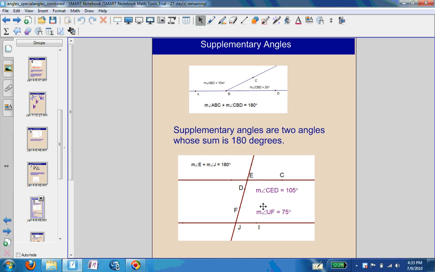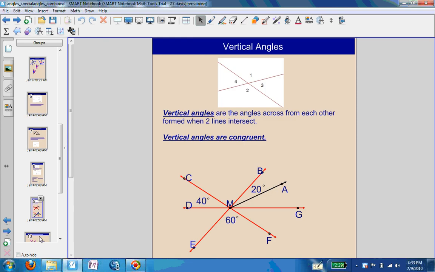In this example down here, we have this angle that is 105, this angle that's 75. Those two angles add up to 180, and even though they're not next to each other, they don't share a common ray, they are supplementary since they add up to 180 degrees.